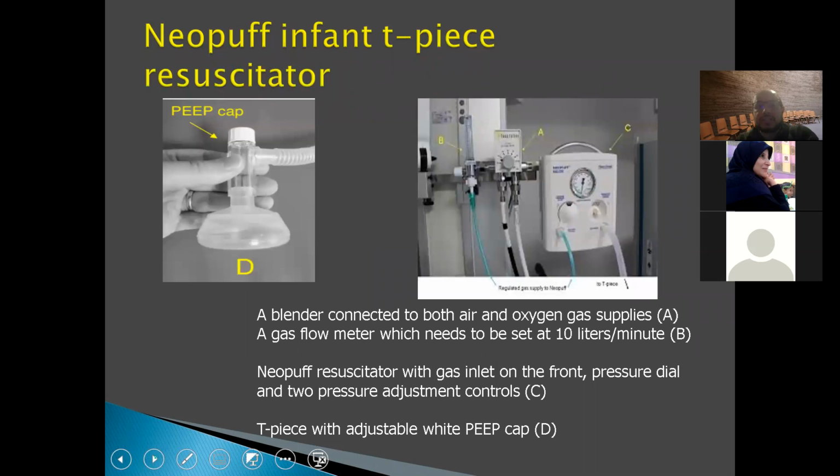Okay, so next we talk about high flow, heated high flow. We will cover it in detail, inshallah. If anyone has a question, we will discuss it later, but please write down your questions.